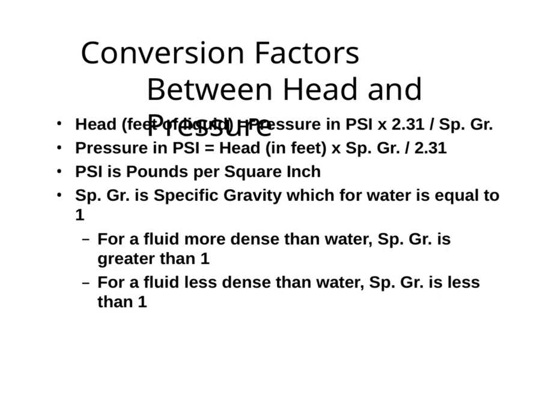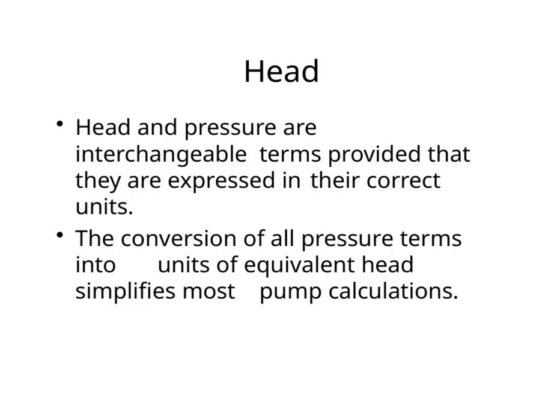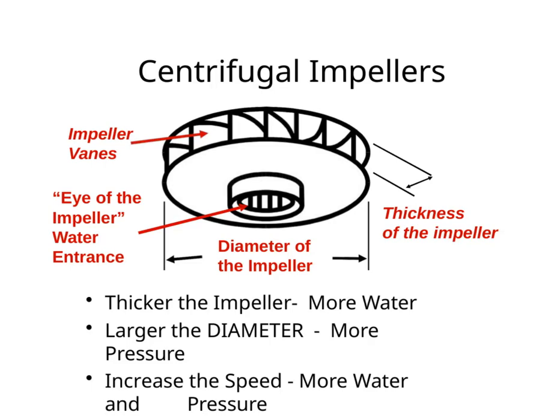If it's lighter, it's less than 1. This helps us convert between pressure and head accurately. When we talk about pumps, head and pressure are really two sides of the same coin, as long as we use the right units. Converting all pressure measurements into equivalent head units makes calculations much simpler. It's a way to speak a common language in pump systems, helping us compare and work with different values more easily. This approach streamlines the math and keeps things consistent throughout our analysis.